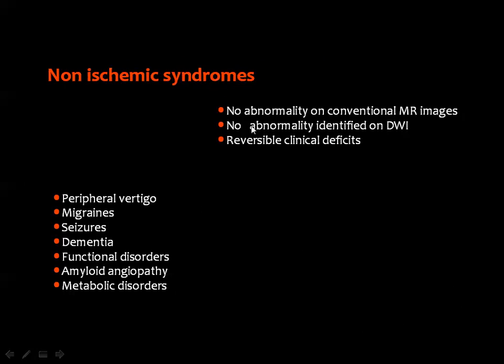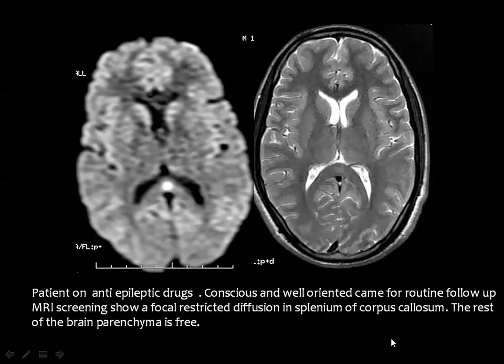Then non-ischemic syndromes, no abnormality on MRI, no abnormality on DWI, and reversible clinical deficits may be seen in the previously mentioned lesions. Now we came to an issue, which is a lesion that is particularly seen in the splenium of the corpus callosum. And this lesion is hardly detected on the T1. It may show some bright signal in the T2 and the FLAIR images. If you inject contrast, the lesion will not enhance and it will show diffusion restriction.